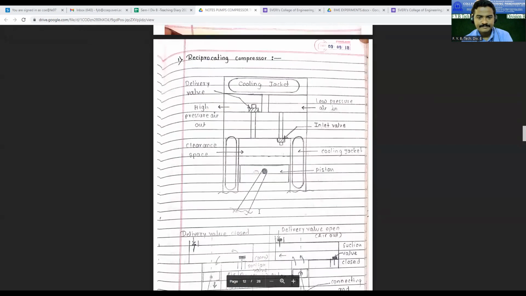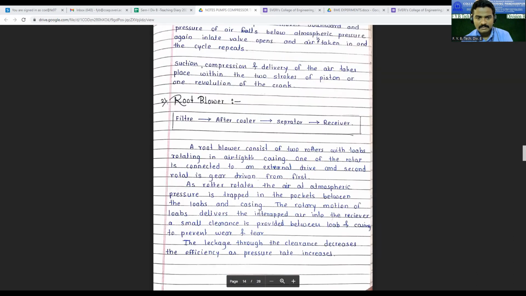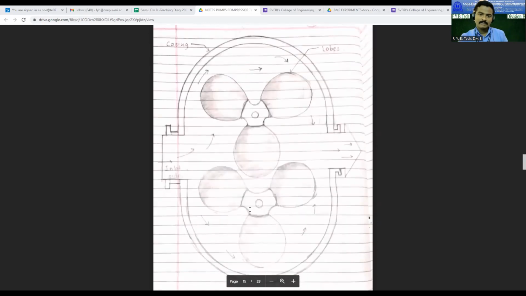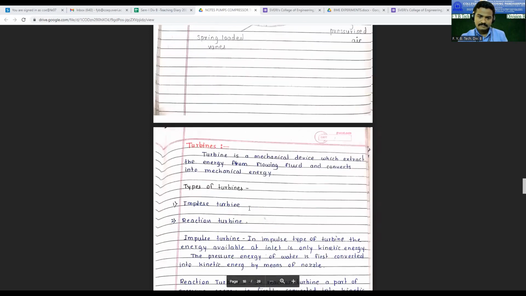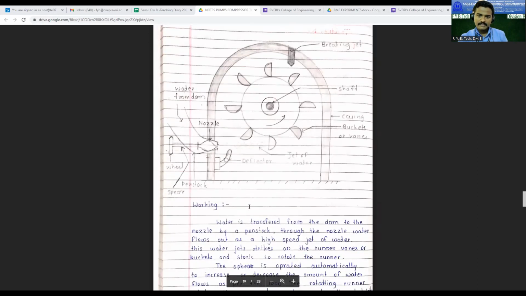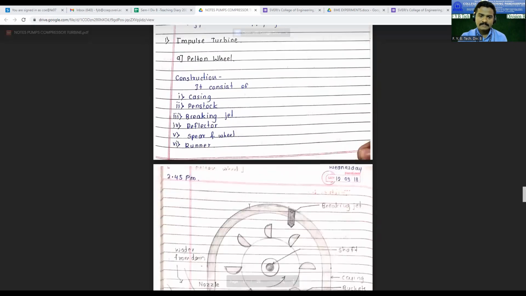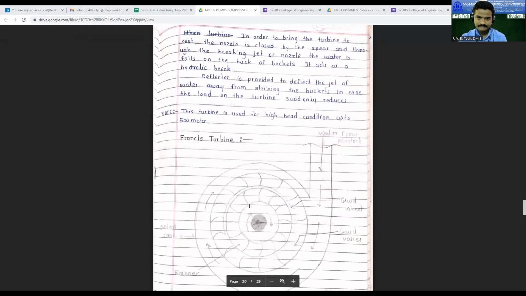Then question number 3. Explain root blower. Next, question number 4. Explain the working of Pelton turbine.